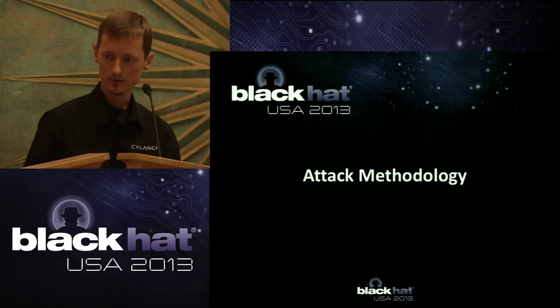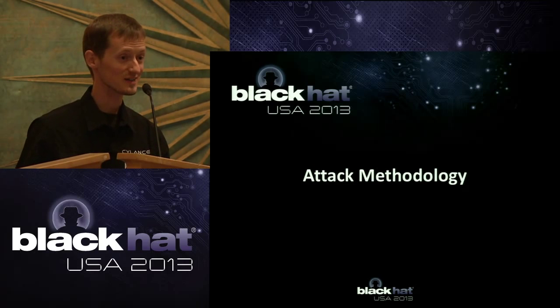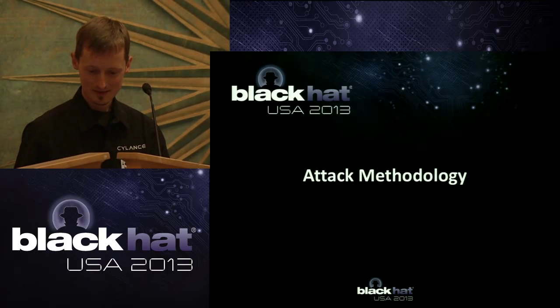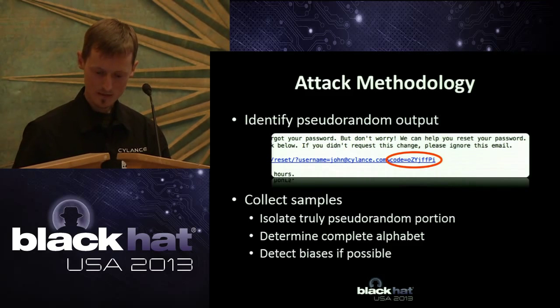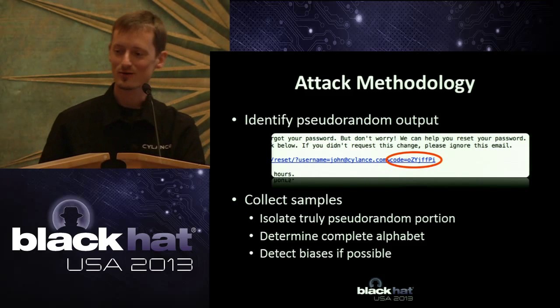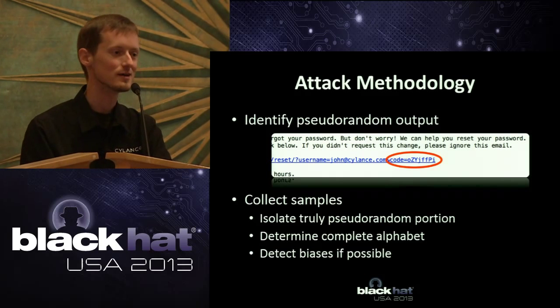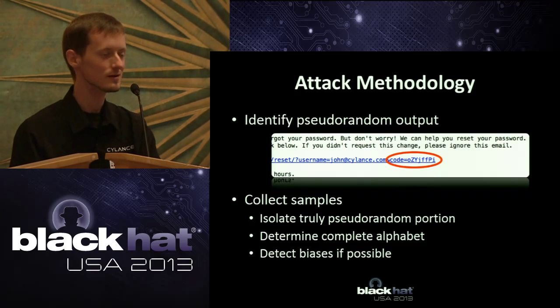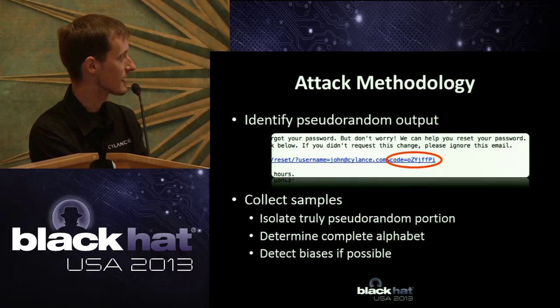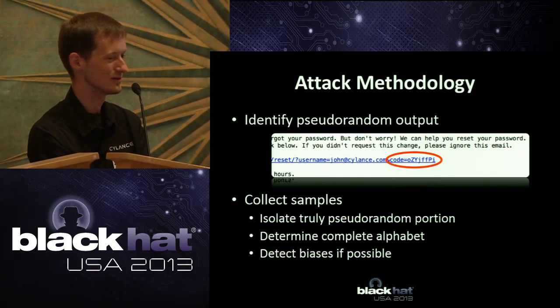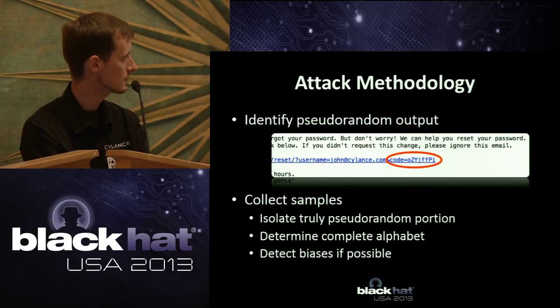All right, so now what we've all been waiting for is actually attacking stuff. We got a four-step plan to help you attack pseudorandomness in these applications. Step 1, find an application. Find some pseudorandom behavior to attack in it. In the screenshot, we're getting a URL that contains some kind of pseudorandom looking code.